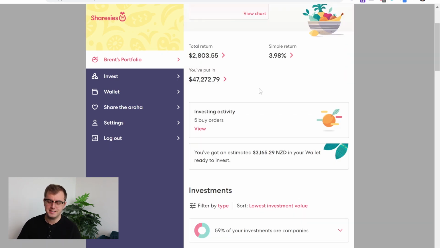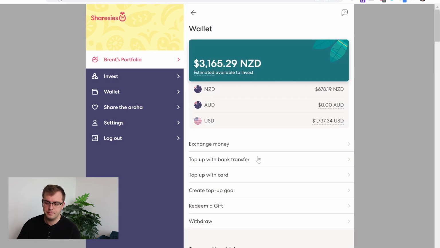And below the investing activity, we can see the amount in our wallet. Now this is our wallet, or our cash that we currently have in Sharesies that hasn't been invested. So we can see how this is broken down by currency. So we have a bit of New Zealand dollar, Australian dollar, and US dollar. In my case, I don't have any Australian dollars.